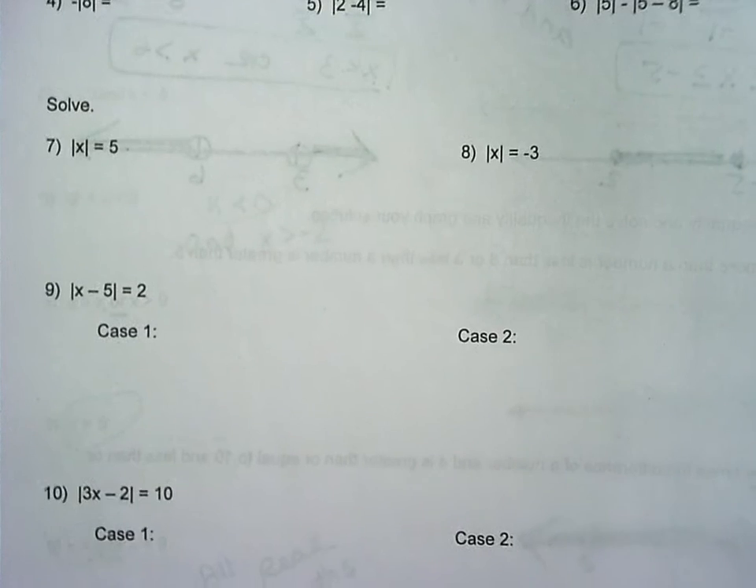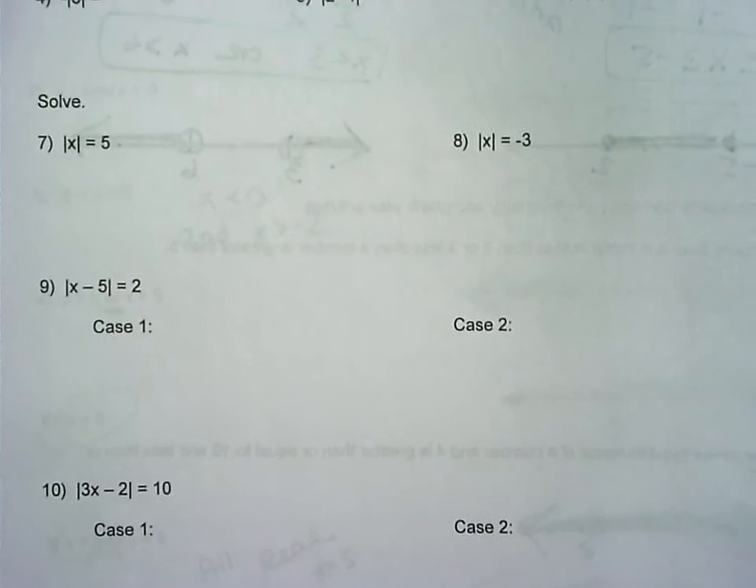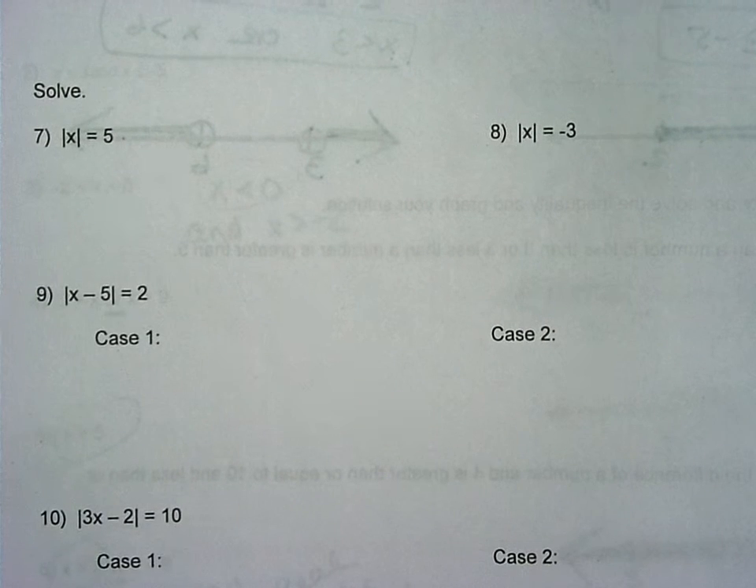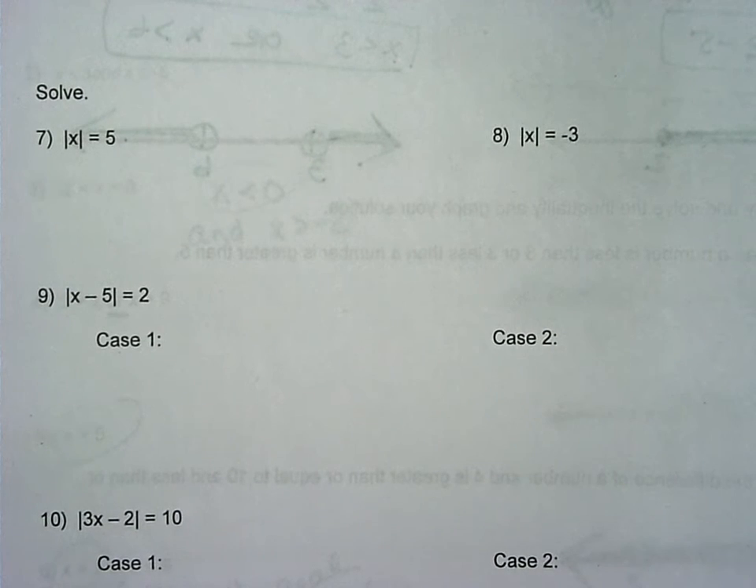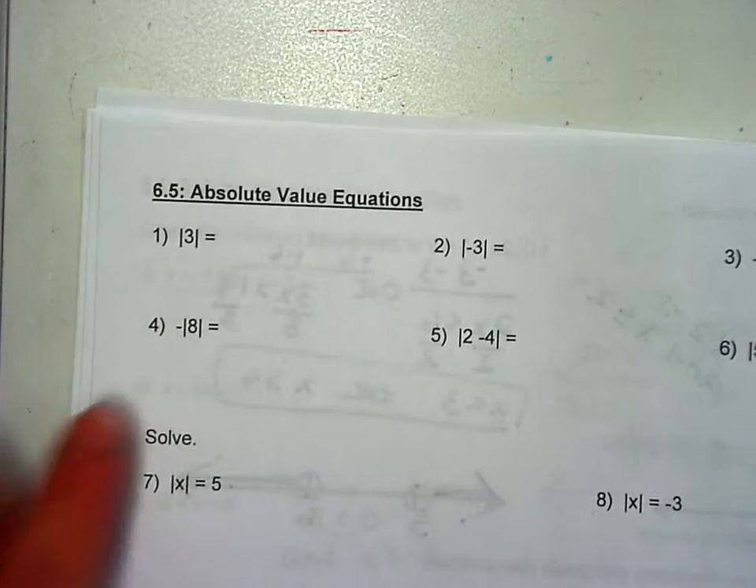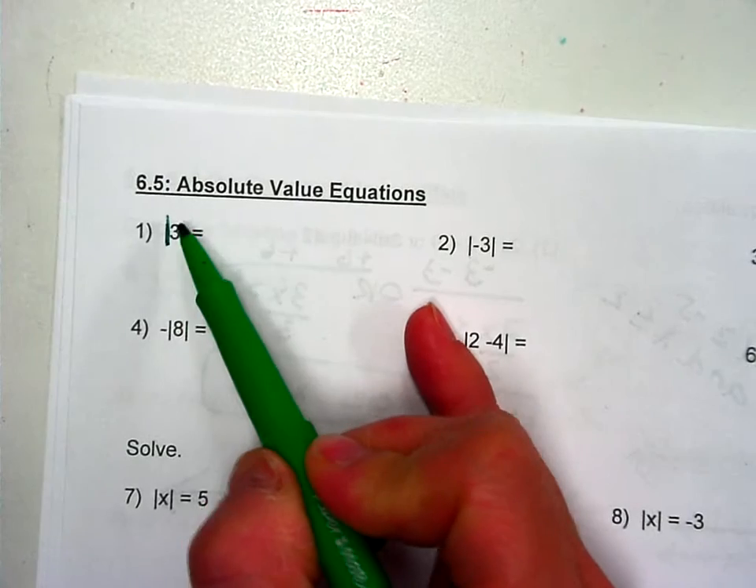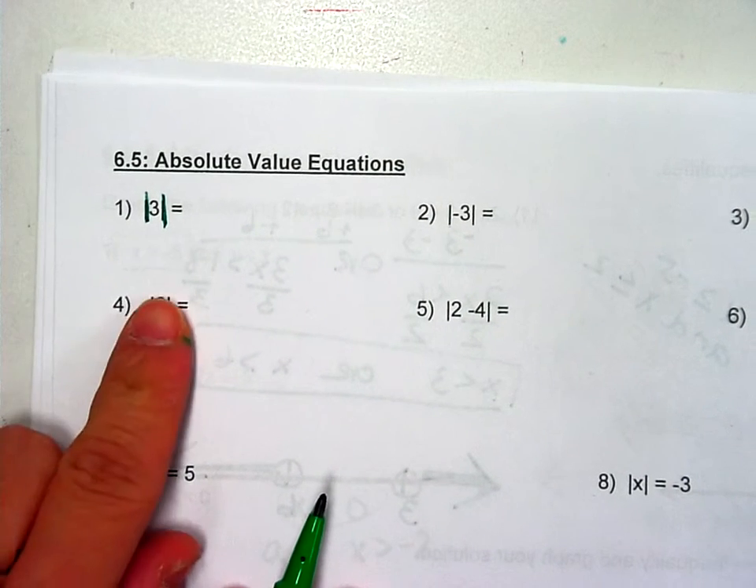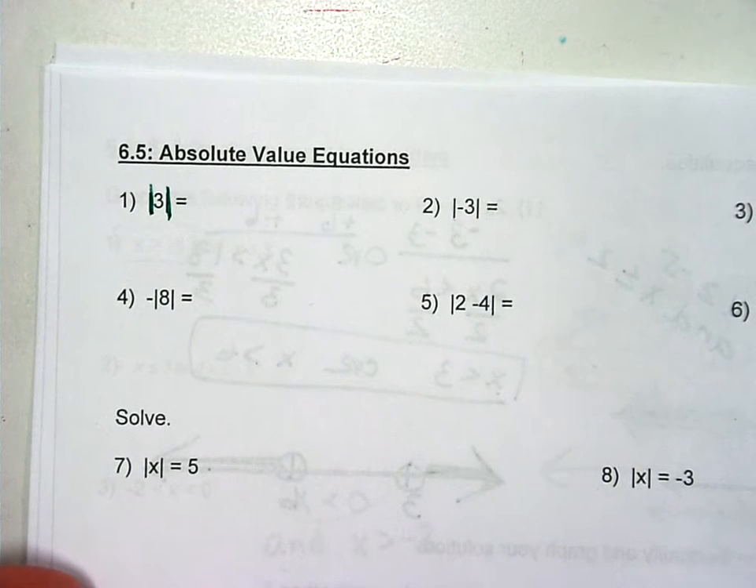So today we're going to talk about solving absolute value equations. If you remember from pre-algebra, absolute value is the distance a number is from zero. For absolute value, you'll see these straight bars next to the number, and the number would be in between. So if I ask you what is the absolute value of 3, the answer is 3. It's 3 units away from 0.